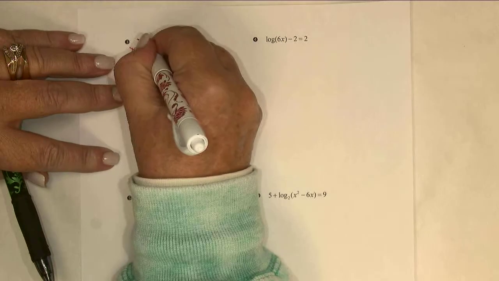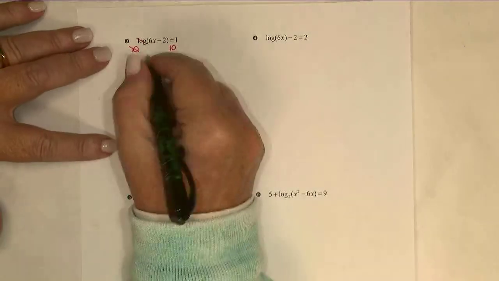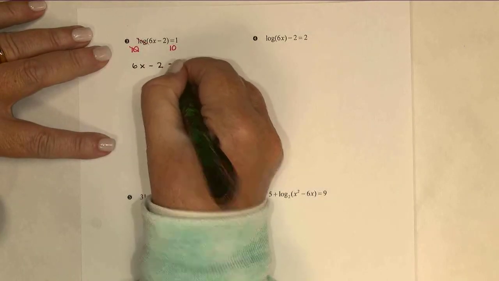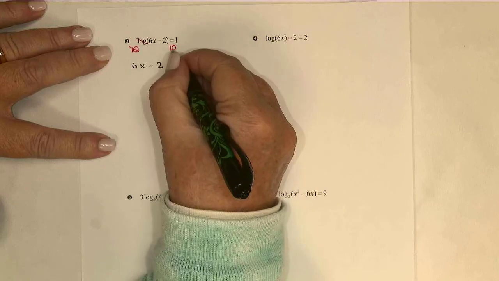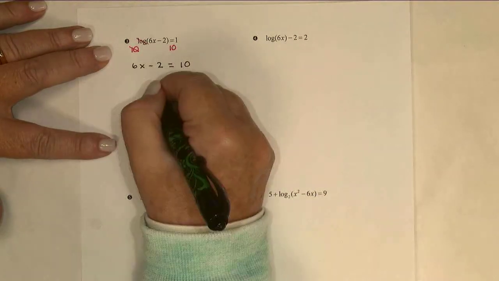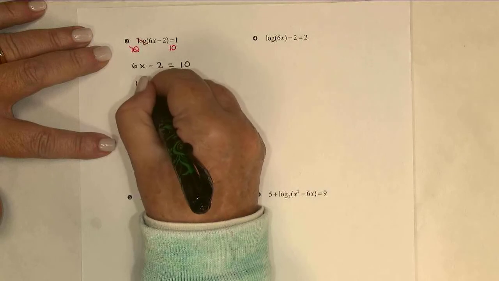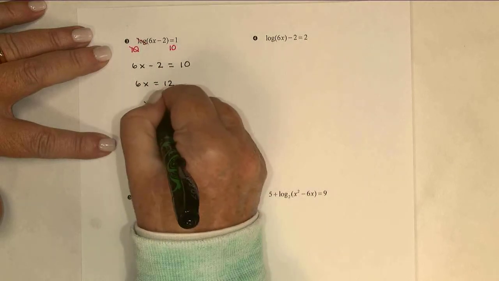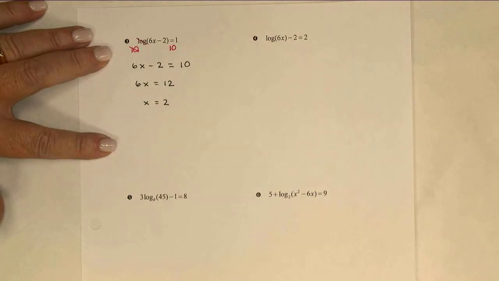The exponential and the log are inverses, so the left side is just 6x minus 2. And the right-hand side, 10 to the first power is 10, which, of course, is a nice simple little equation to solve. 6x equals 12, so x equals 2.